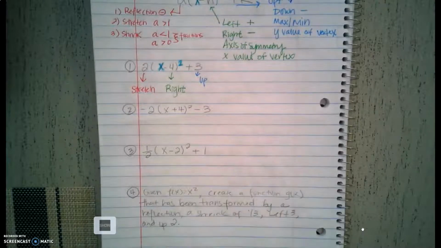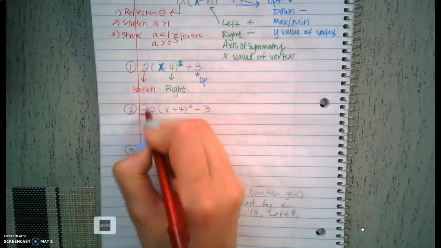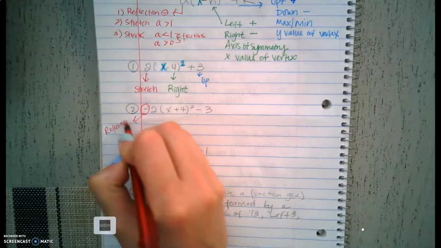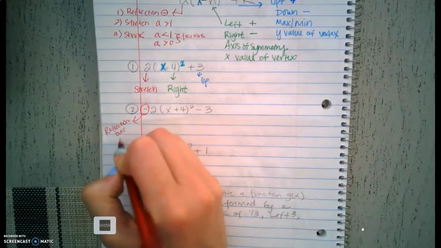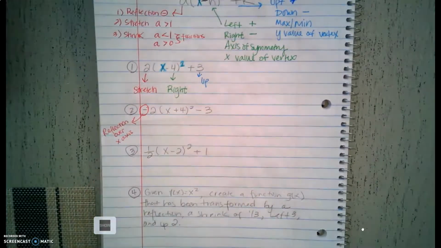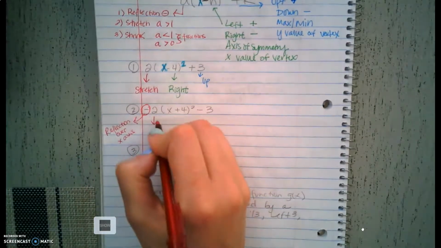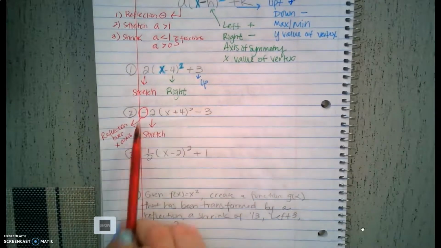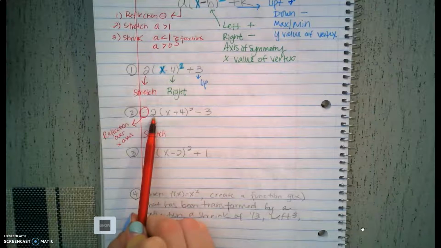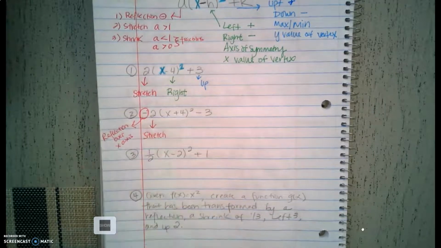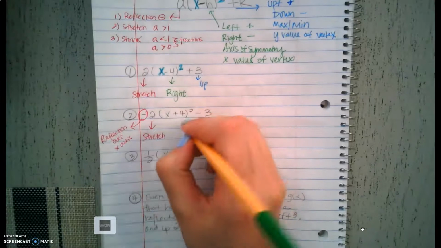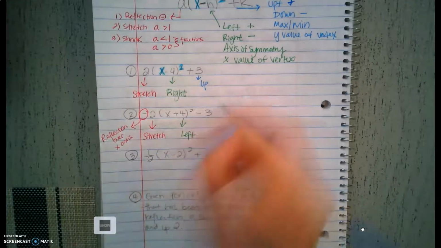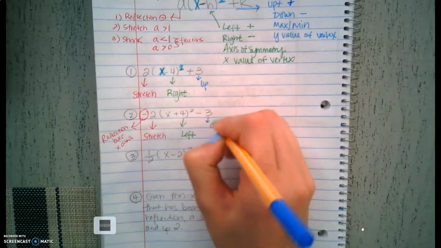On the second example here, the first thing we see is a negative. That negative tells me we have a reflection. And remember, technically that reflection's over the x-axis. Then we see the 2, which is bigger than 1, so that's still a stretch. So those are 2 different transformations, remember that, 2 different transformations. Now we see a plus 4, so we're going to the left, and a minus 3 is down.